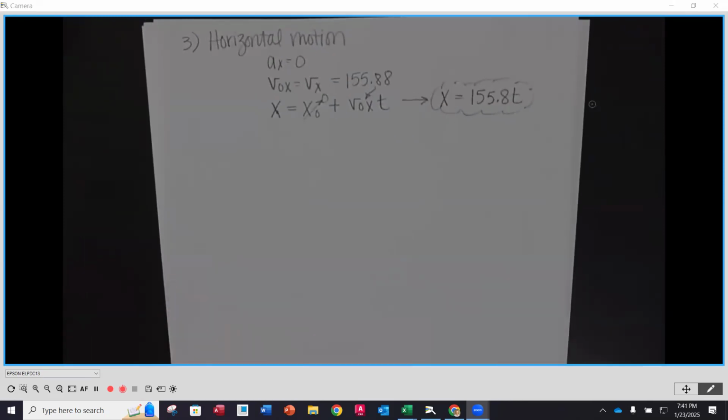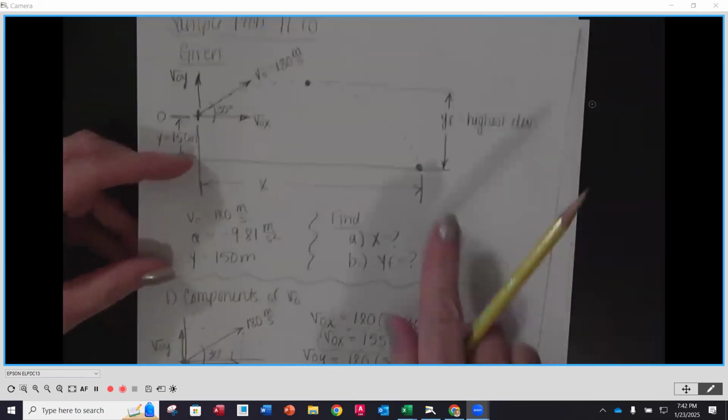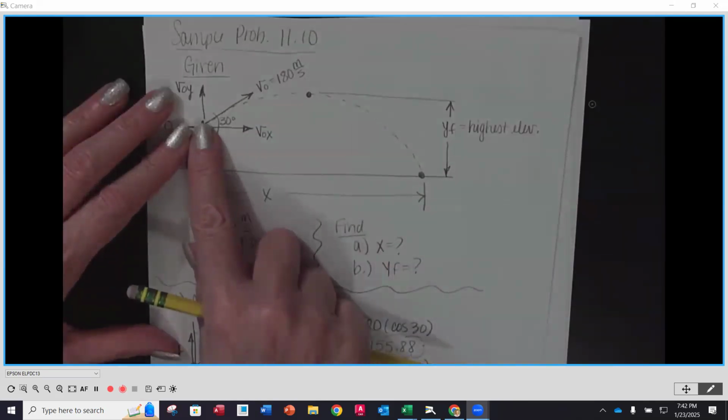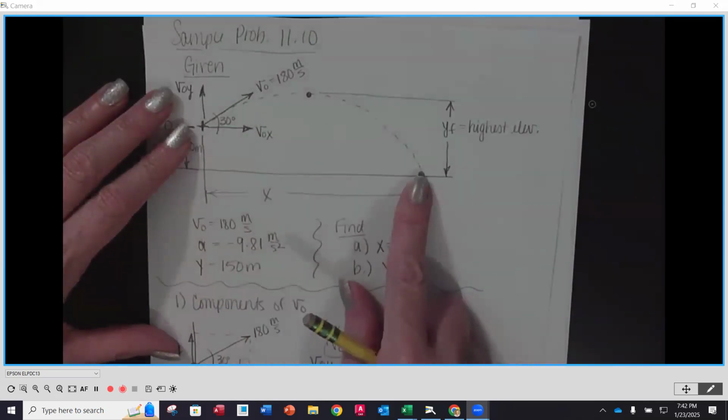All right. So we've got our motion defined in both directions. Now, what we want to find is the time that it takes to get to over here. We want to find out what x is. So we need to know, okay, what is the time it takes to get there?